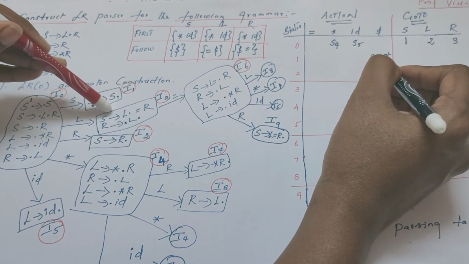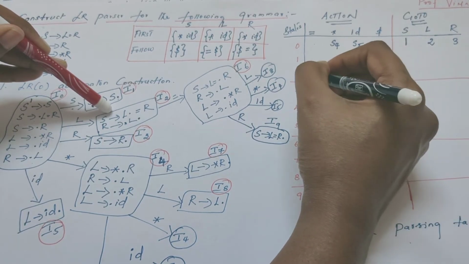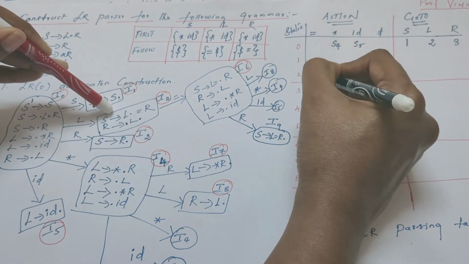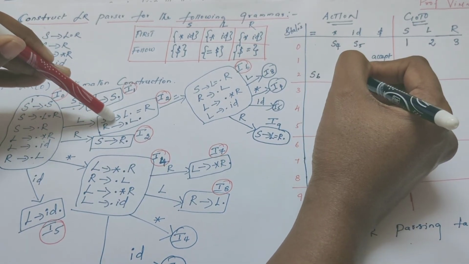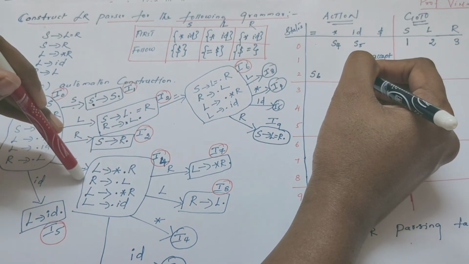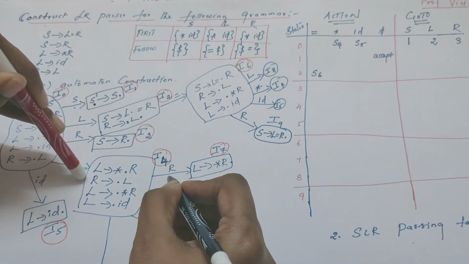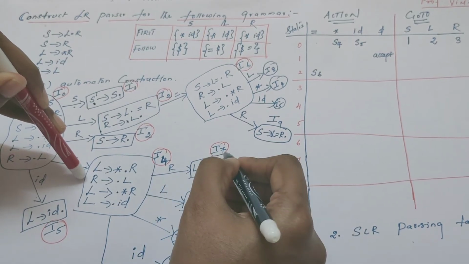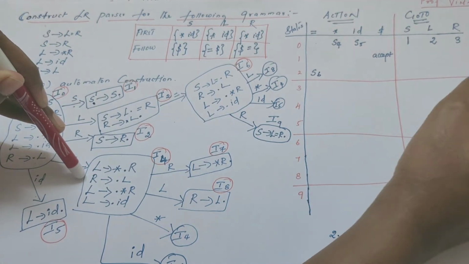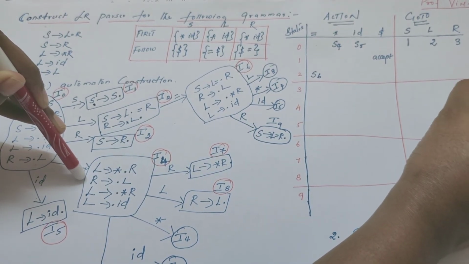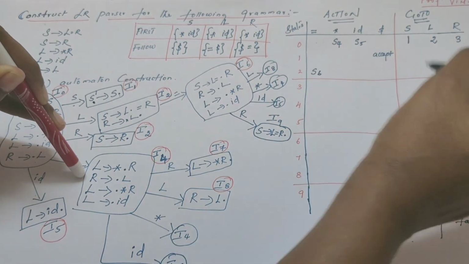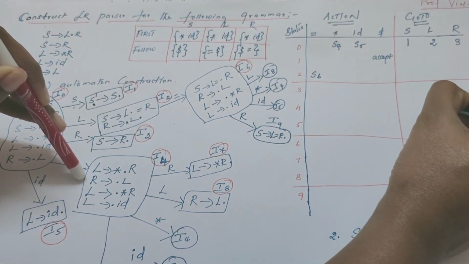Alright. Now from I2, let us continue. From I2 on equal to, it enters into state I6. So let me enter the value as S6. Then from I3, there are no transitions. Let us move to state I4. From I4 on reading R, it enters into state 7. From I4 on reading L, it enters into state I8.